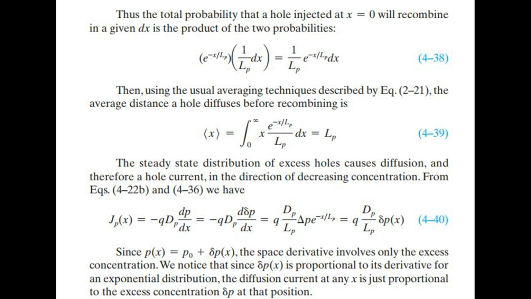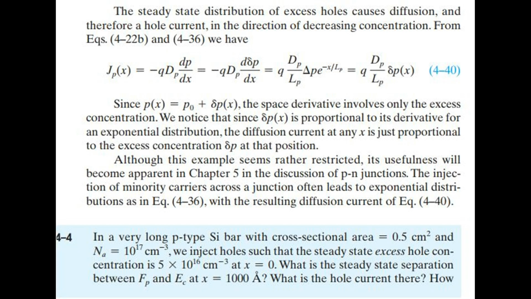We notice that since Δp(x) is proportional to its derivative for an exponential distribution, the diffusion current at any x is just proportional to the excess concentration Δp at that position. Although this example seems rather restricted, its usefulness will become apparent in Chapter 5 in the discussion of p-n junctions. The injection of minority carriers across a junction often leads to exponential distributions as in EQ. 4.36, with the resulting diffusion current of EQ. 4.40.